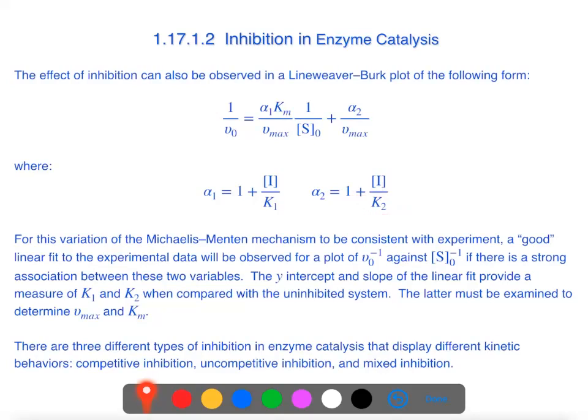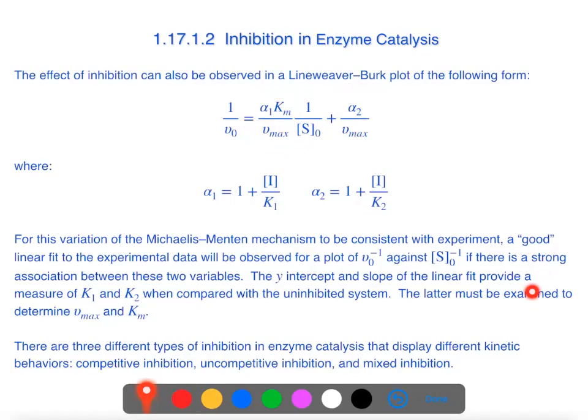So when we carry out these types of experiments, it's really important that we run the experiment in the presence of the inhibitor, but also run the experiment in the absence of the inhibitor. Because what we need to do first from the uninhibited reaction is determine what Km and Vmax are. And then when you run the inhibited reaction, that allows you to determine by comparing the slopes what alpha 1 is, and by comparing the y-intercepts what alpha 2 is.